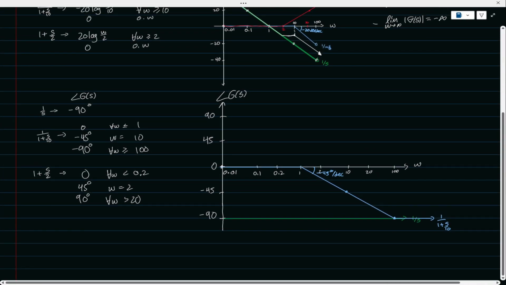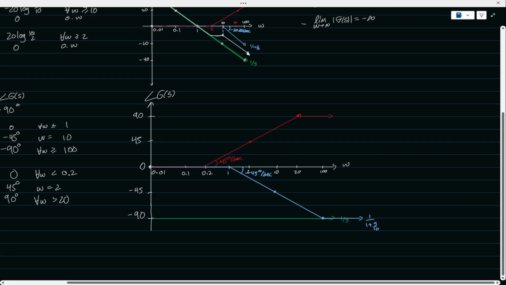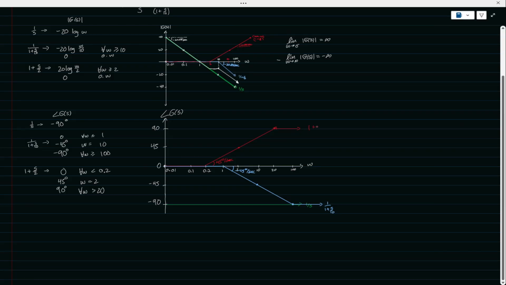Okay, and for the last one, do it in red. It is 0 up to 0.2. And then 45 degrees at the next decade, so here. And then at 20, it should be at 90 degrees, which is here somewhere. Okay, just sketch it, plot the line. There we go. Here we have 45 degrees per decade. And then after that, it just stays at 90. Okay, so we have the decomposed Bode plot.